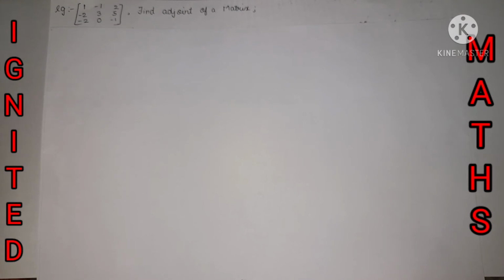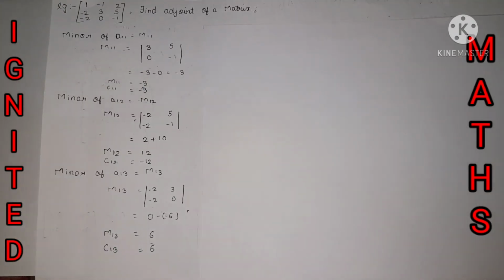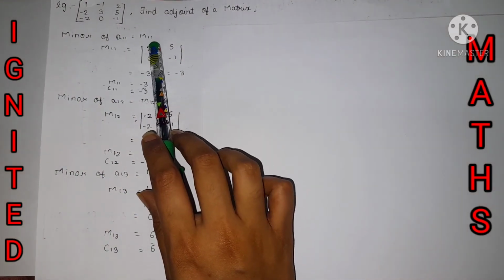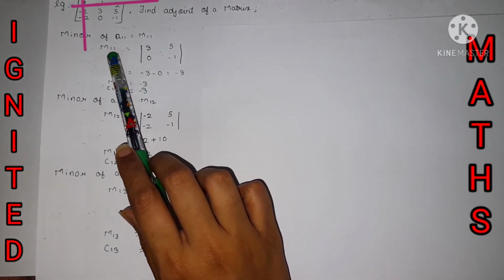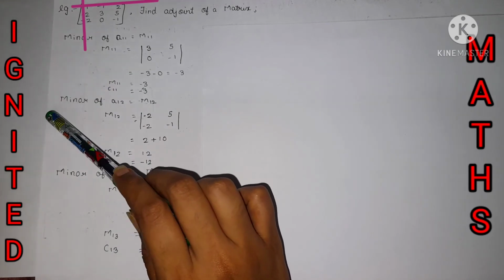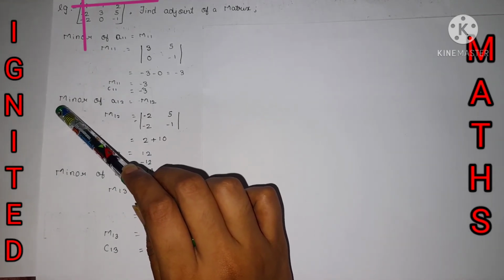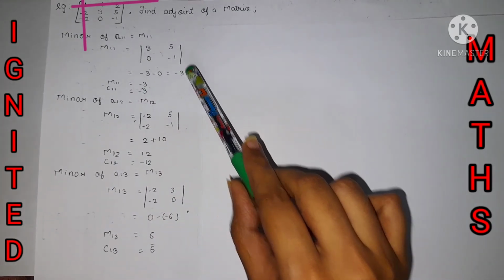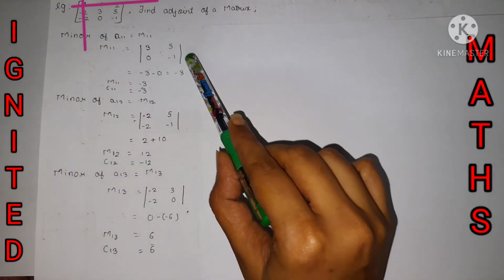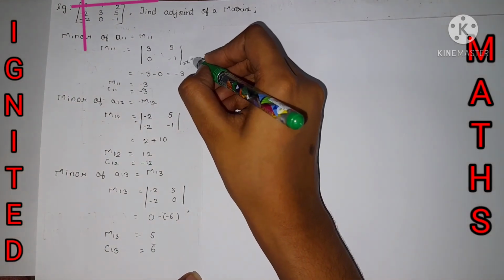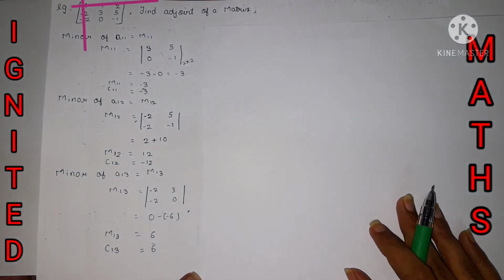So let's start with the minor elements of the matrix given. Minor of A11 is equal to M of 11, and M of 11 value will be found by hiding the first row and first column elements. Yes, we have hidden them, and the rest, that is the leftover terms, we need to write over here. But over here it is a 3 cross 3 matrix, so if we hide them, then it occurs as 2 cross 2. Now we can find the value of the determinant.